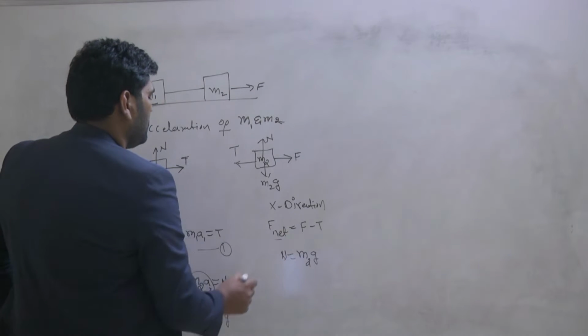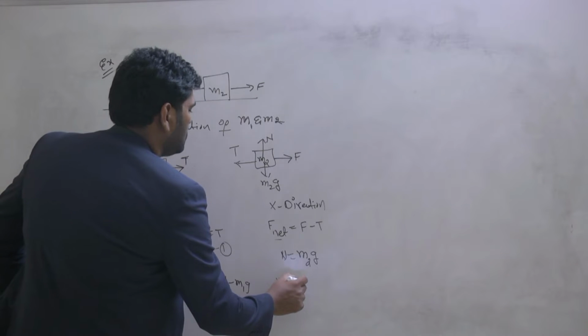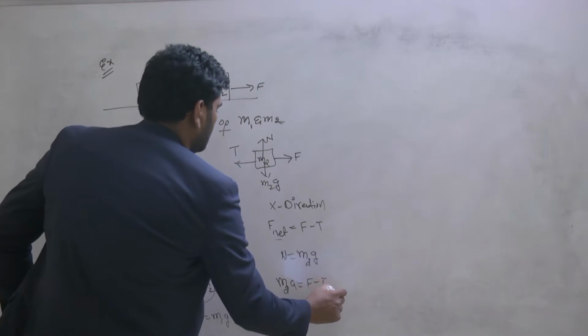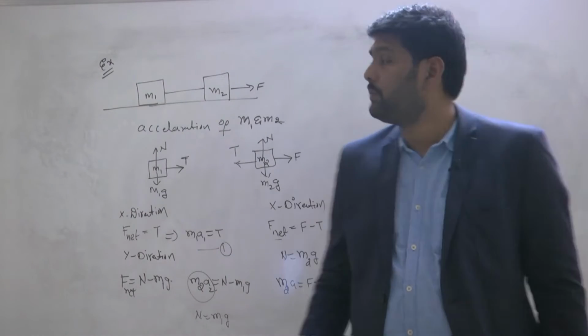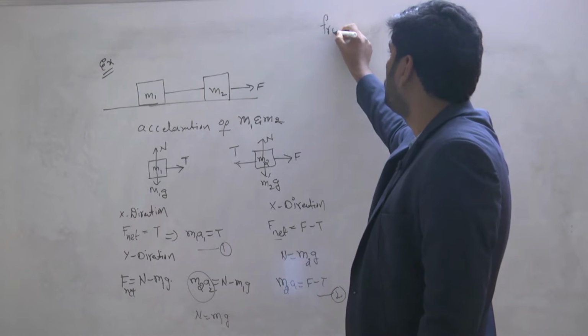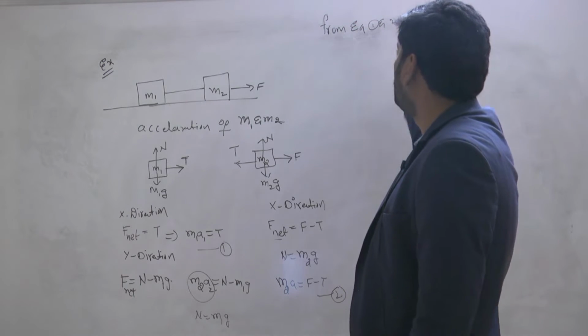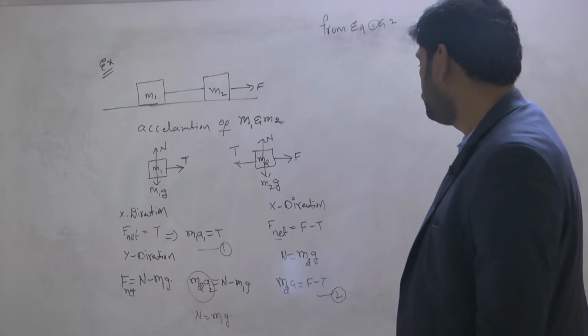Now F net you can write as M2a is equal to F minus T. This is equation 2. From equation 1 and 2, what can we write?